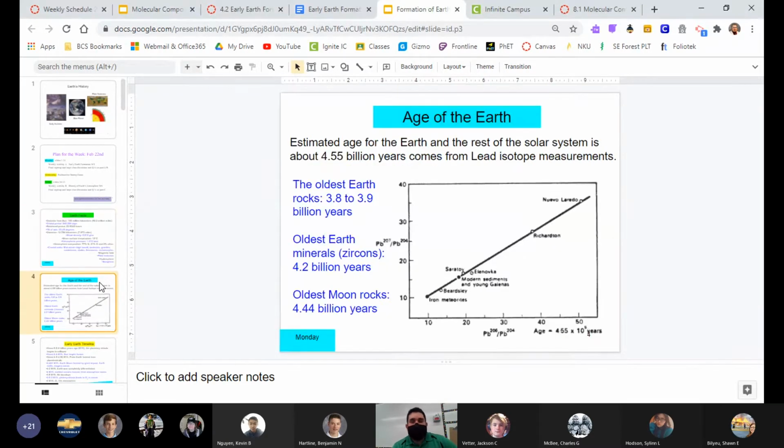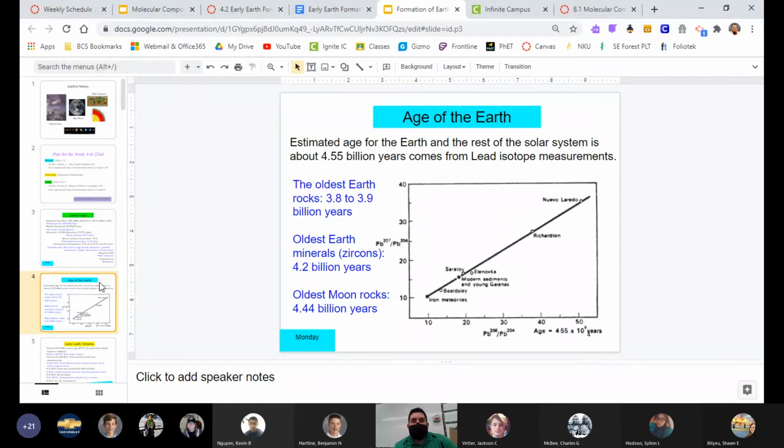So the very first thing we want to talk about is the age of Earth. It's estimated that the age of Earth and the rest of the solar system is about 4.55 billion years, and the way we know that is from lead isotopes. We'll talk more about those in a couple of minutes. The oldest rocks that we observe are about 3.8 to 3.9 billion years old, and you can literally find those rocks and go measure them.